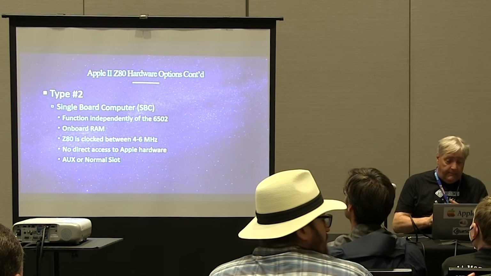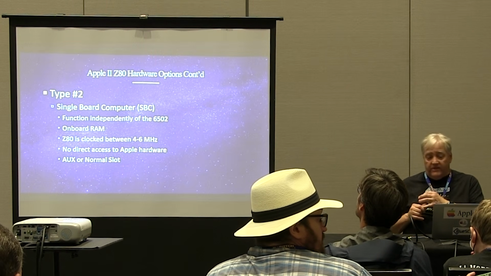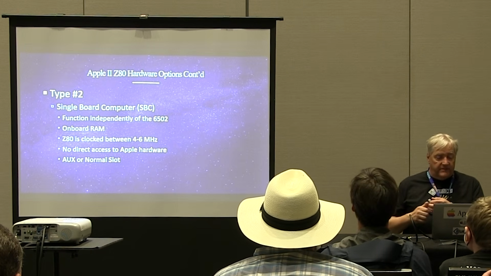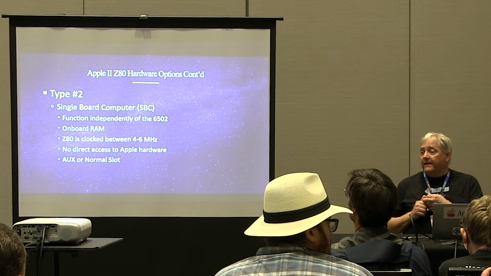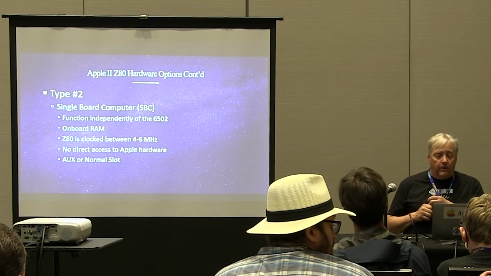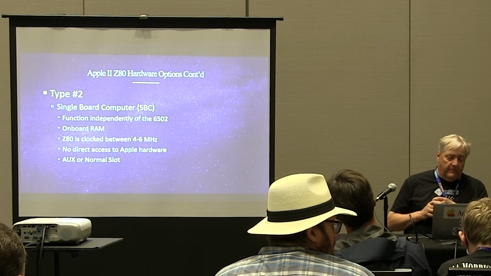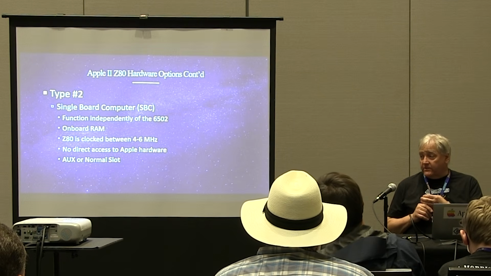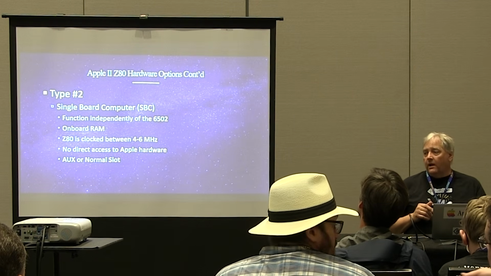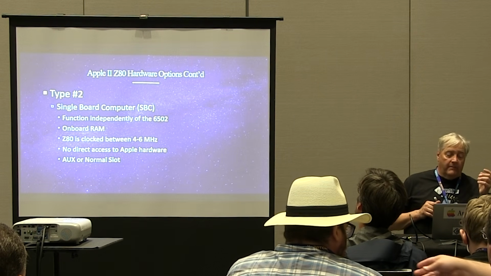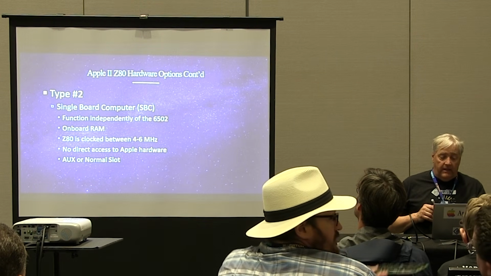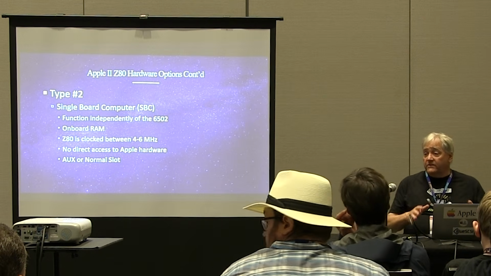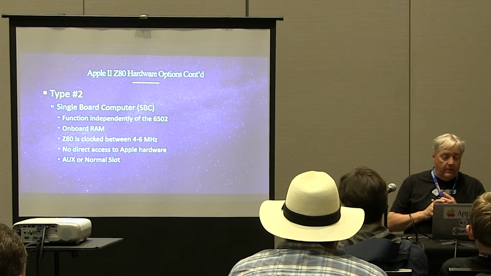The second type was called the SBC, or the single board computer. Now, this functioned independently of the 6502, typically had onboard RAM. You would have 64K on board, minimum of the card. They clocked the Z80 a little bit faster, okay? The soft cards were clocked at 1 megahertz. Here, they clocked the Z80 a lot faster. They would clock it between 4 and 6 megahertz. These obviously ran CPM software a lot faster.